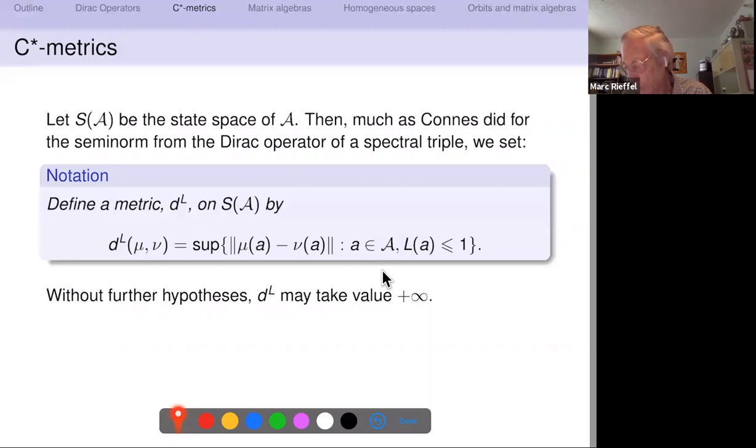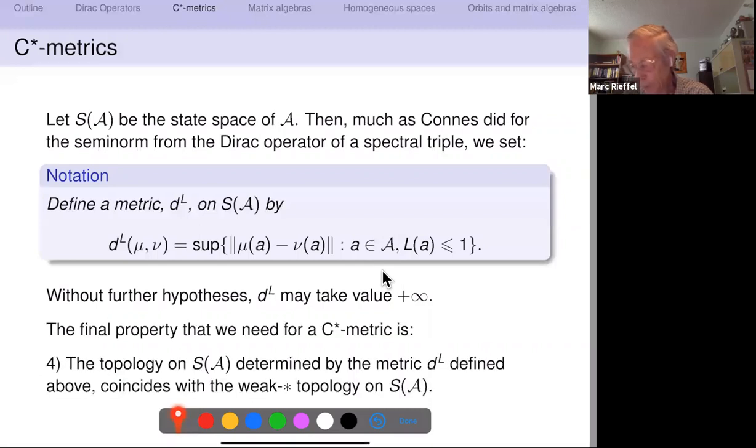But in fact, the property that we need in order to view L as being a C-star metric is that the topology on the state space determined by this metric coincides with the weak star topology, and that certainly in particular means that the metric always takes finite values, but it's considerably stronger than that.